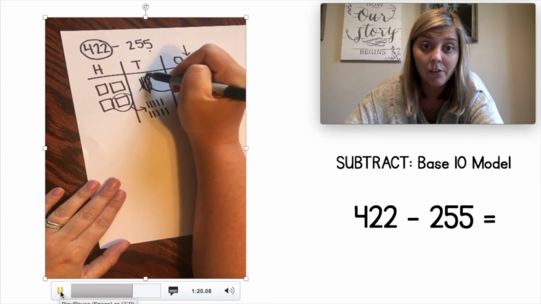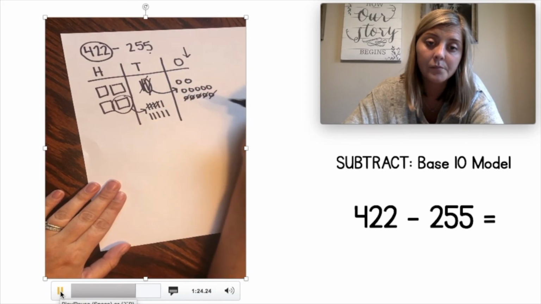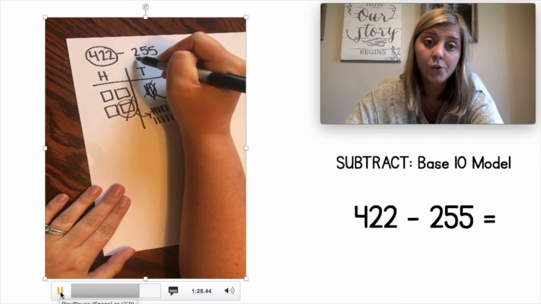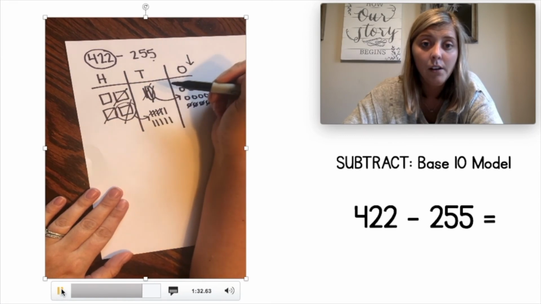Now I can take away 5 10s. I'll go ahead and cross out that first one I had and 4 more. And I need to take away 2 hundreds, so I'll cross out 2 more hundreds. Now let's get my answer.